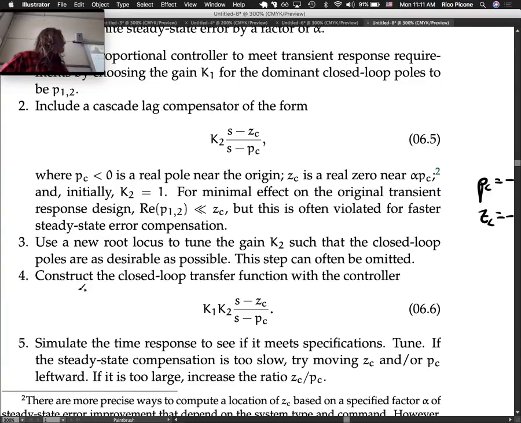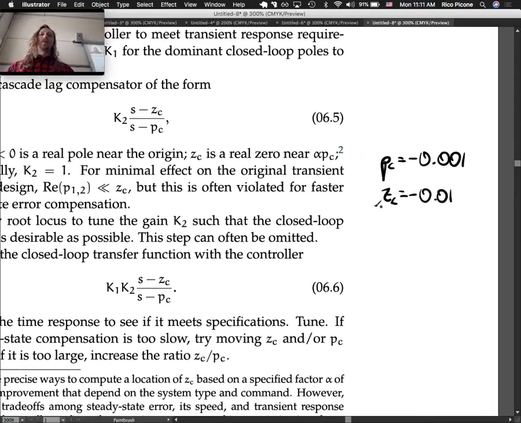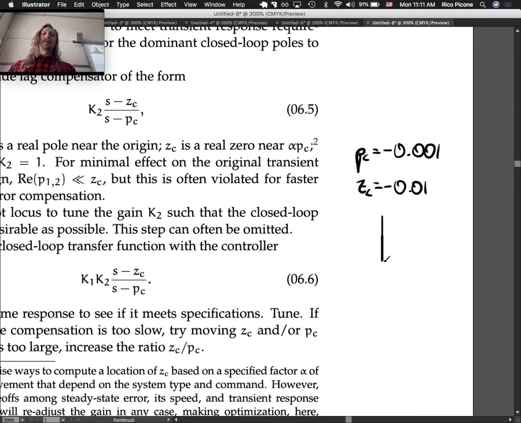So you could, at this point, go back to your root locus and say, okay, how is it affected by my new zero and my new pole? But remember, the whole idea of picking a pole and a zero right by each other, right near the origin, is to make it so that they have very little effect on the transient response, right? They're sort of canceling each other's effect in terms of the root locus.